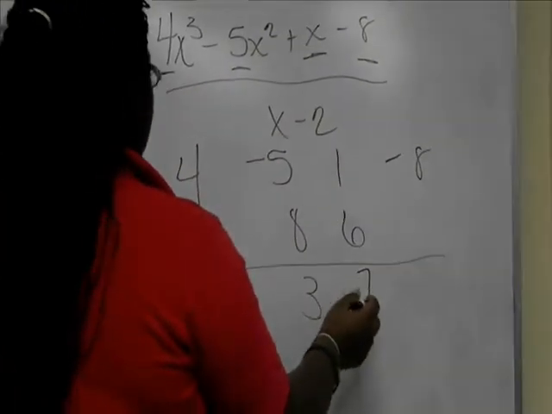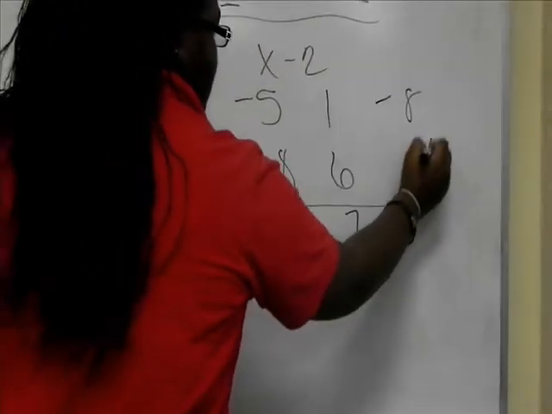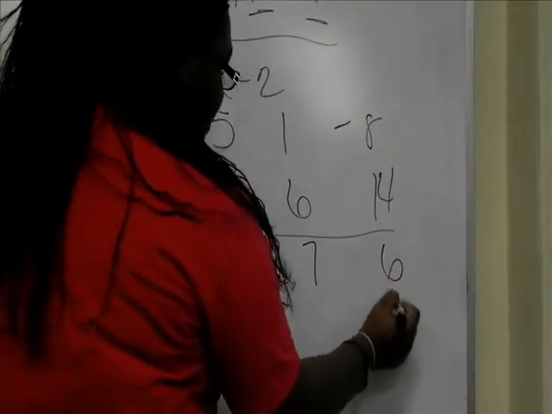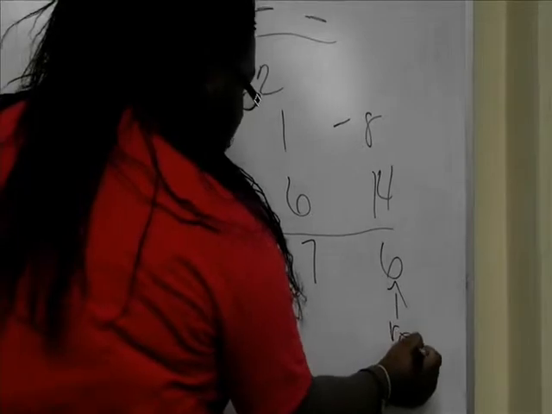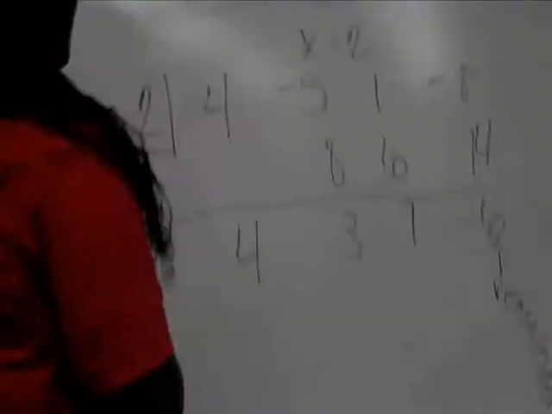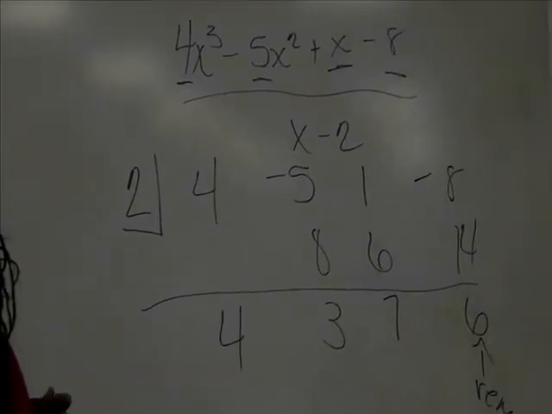And then you multiply 7 and 2, which will give you 14. And then when you add 14 and -8, it'll give you 6. And 6 is the remainder. Okay, that's it for the first one.